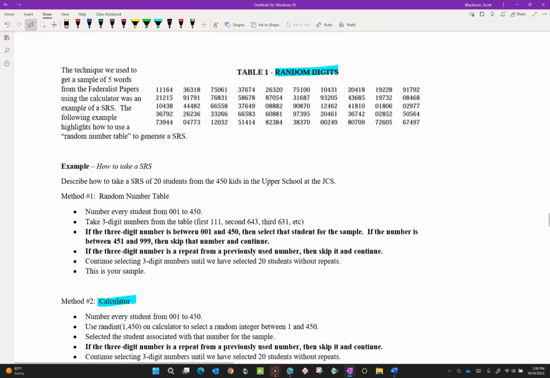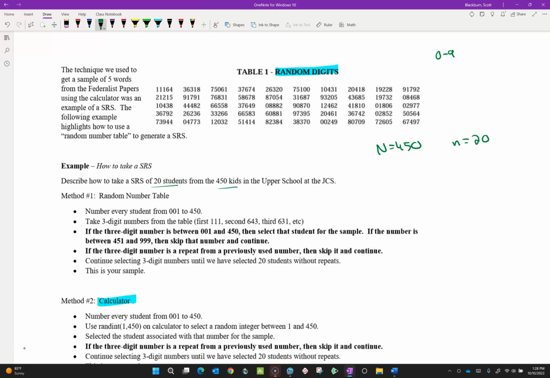So we've got a random number table, which just basically has random digits from 0 to 9 in each of its spots. So how do we take an SRS? Describe how to take an SRS of 20 students from the 450 kids in the upper school at the John Cooper School. So our population size is 450, and I want to take a sample of size 20.